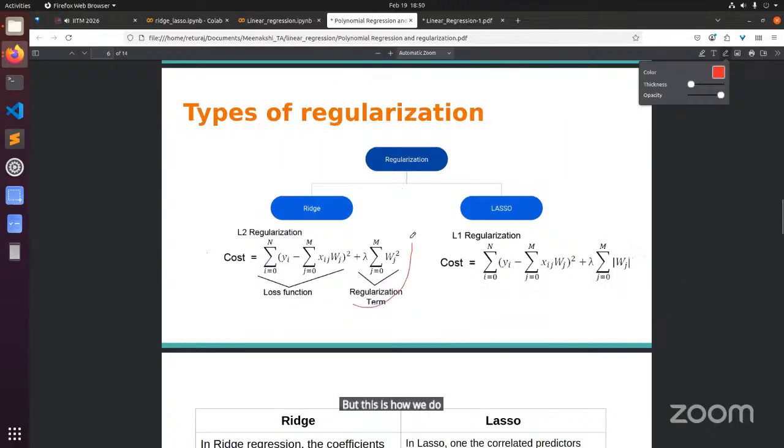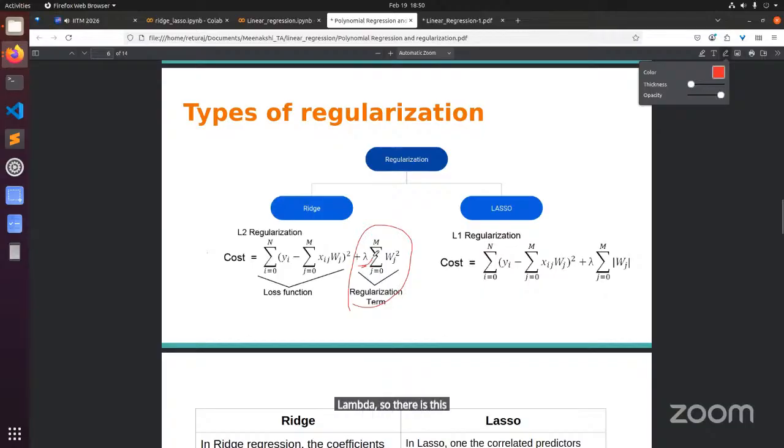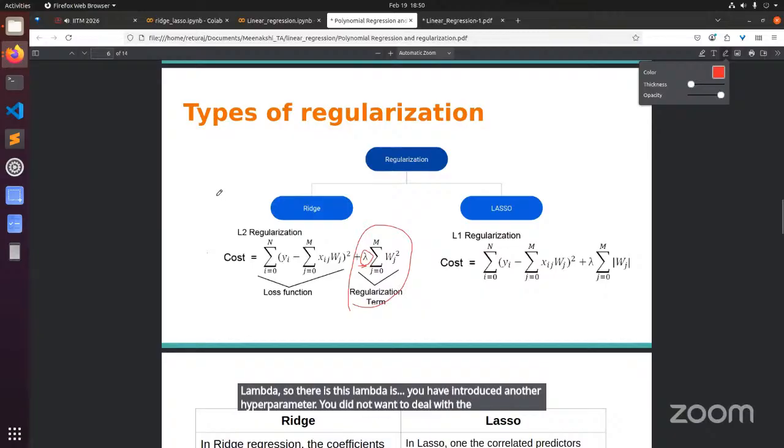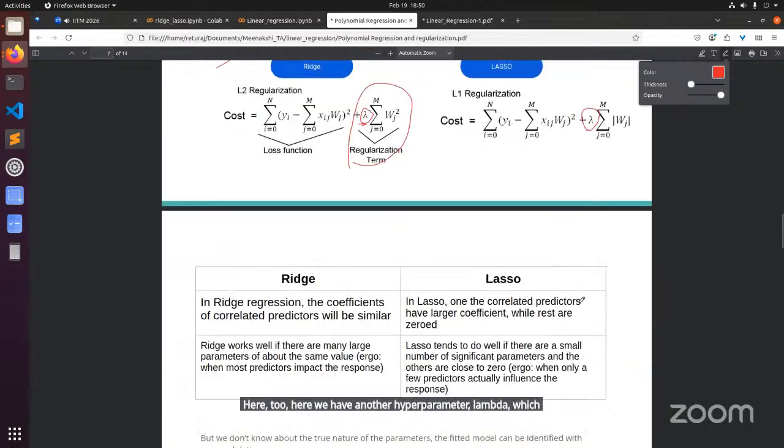So the regularizer term you can add with different values of lambda. So there is this lambda, you have introduced another hyperparameter. You did not want to deal with the model complexity, what is the degree that you want to choose? Now you can choose any large degree, but now you have to deal with another hyperparameter called lambda, which we have to control. We will see the effect of lambda too. Here we have another hyperparameter lambda, which you have to tune.